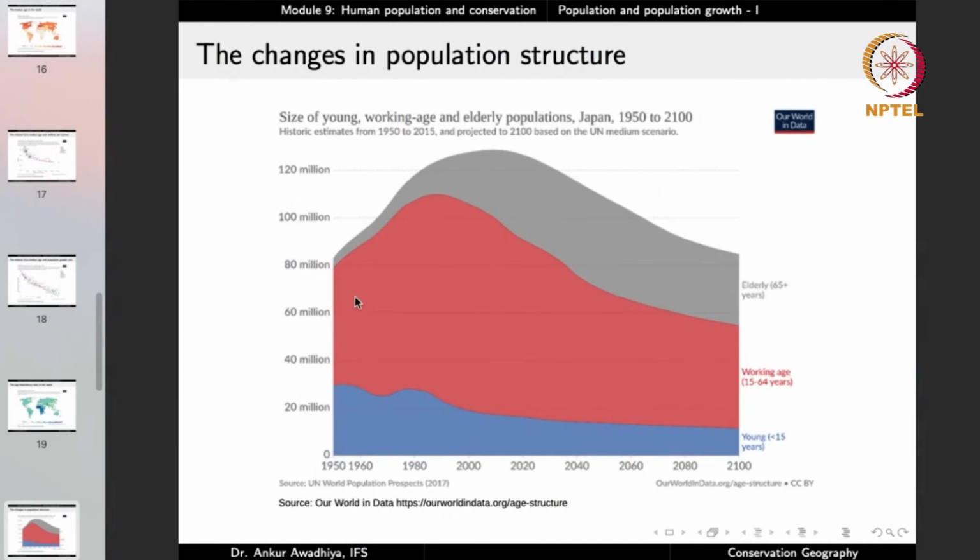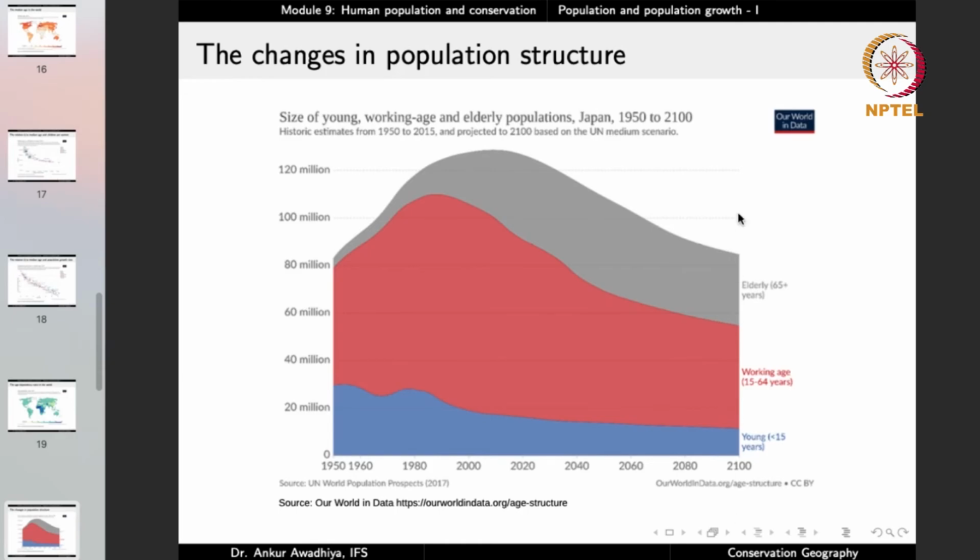Because if we look at the chart, in the 1950s, the dependency ratio was pretty high because we have a major chunk that is children. In the 1980s, the dependency ratio would have gone down because the working age population increased, but the number of children reduced, and the number of old people, though it increased, the increase was not that substantial. So in the 1980s and the 90s, the dependency ratio was less.